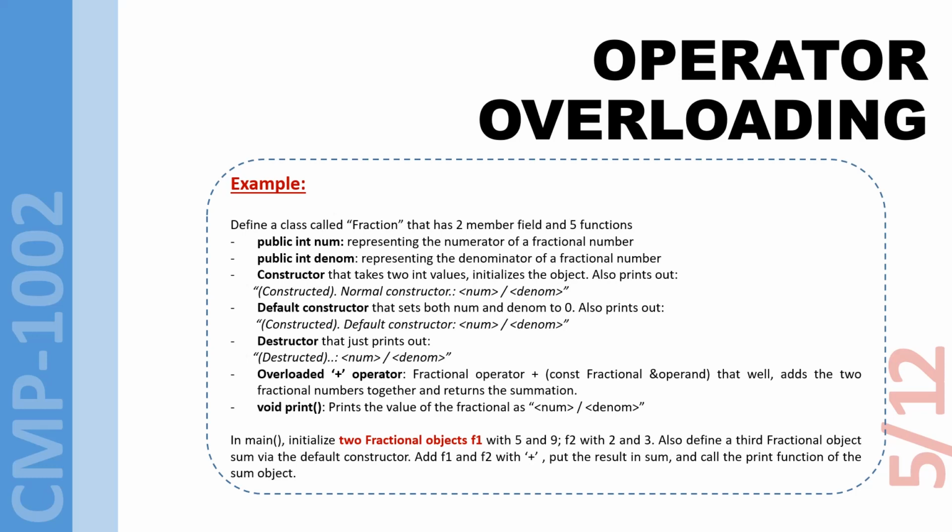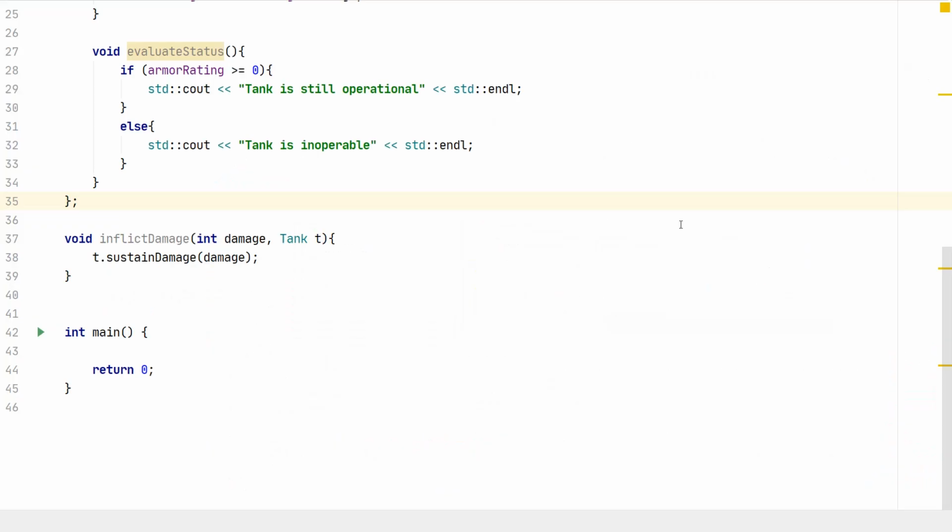So the prototype of this function will be like this, as you can see. Fractional, the return type. operator+, the name of the function. const Fractional& operand, the argument. The only single argument, which is going to be a constant reference to a Fractional object. Okay, let's start writing this Fractional class.